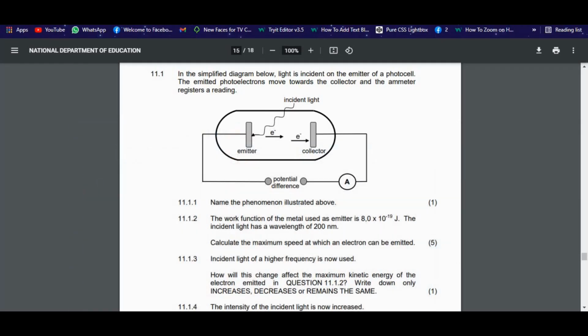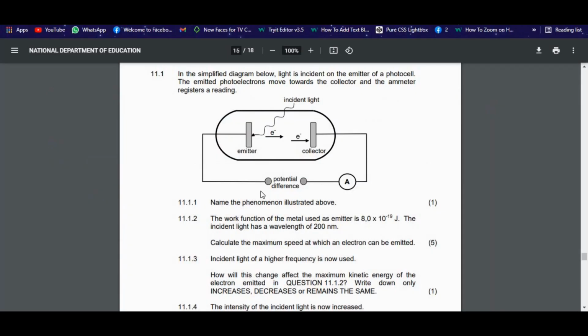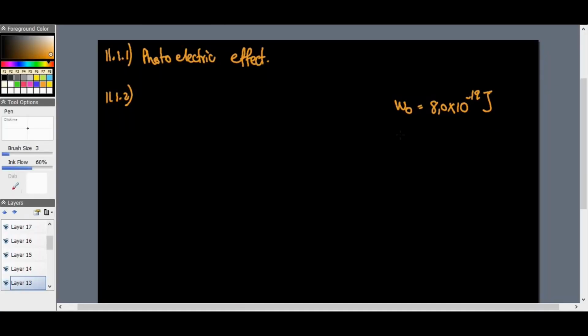The work function of the metal used as emitter is 8,0 times 10 to the negative 19 joules. So before we go further, let's just denote that the work function is equal to 8,0 times 10 to the negative 19 joules. The incident light has a wavelength of 200 nanometers. So lambda is 200 times 10 to the power of negative 9 meters. That's what nanometers is in.